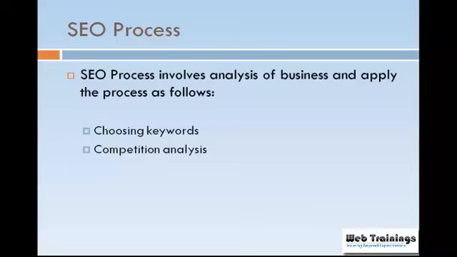For example, how many people are competing with me? What is their rank? What is my rank? That is all I will explain in competition analysis. And next, changing the website accordingly. This is called search engine optimization, the third point, and it is called on-page optimization. It means optimizing your website so that it will rank well on the search engines.